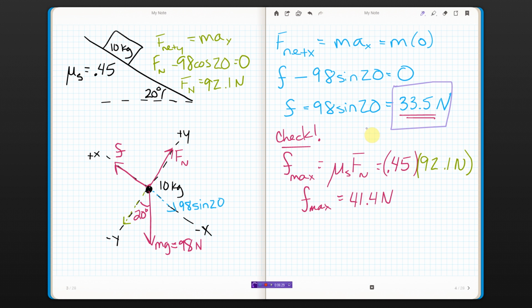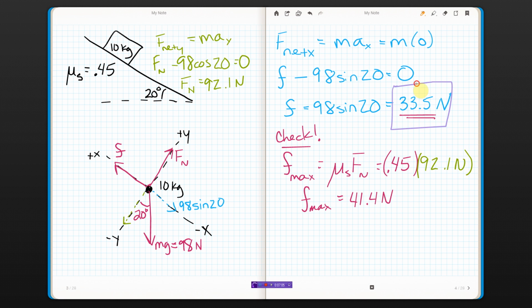If we had done all this, and we had found that F max was less than the friction necessary, the friction at this precise moment would be the maximum friction. But the next infinitesimal slice of time, that box would have started sliding, and we would have had to switch to kinetic friction. Okay? But because the friction we needed is less than the maximum friction, we're good. We just stop there. We're good.